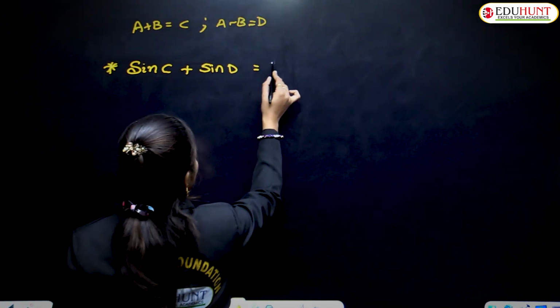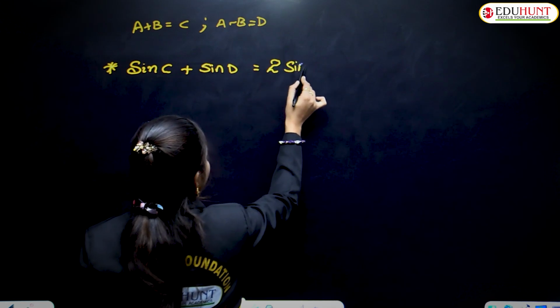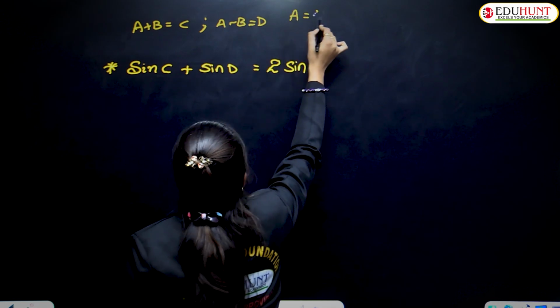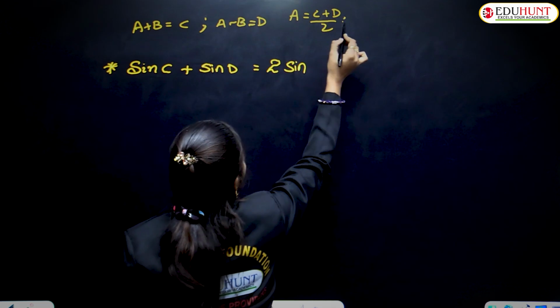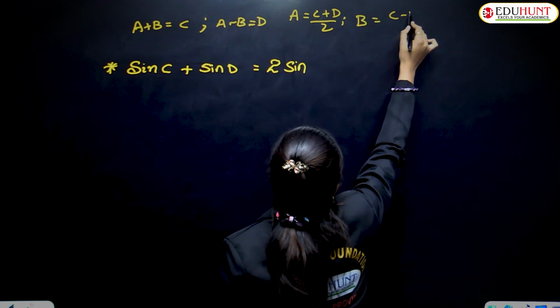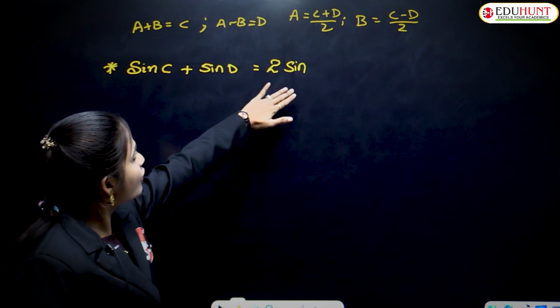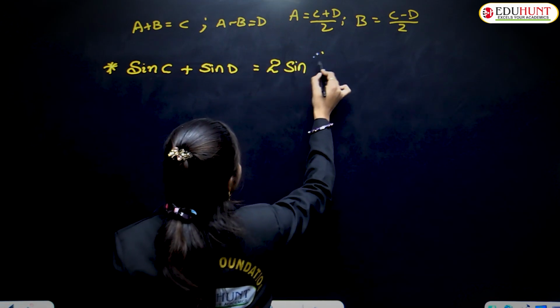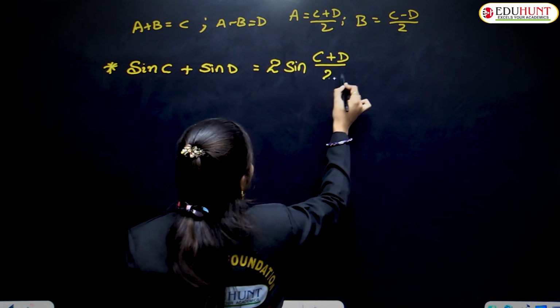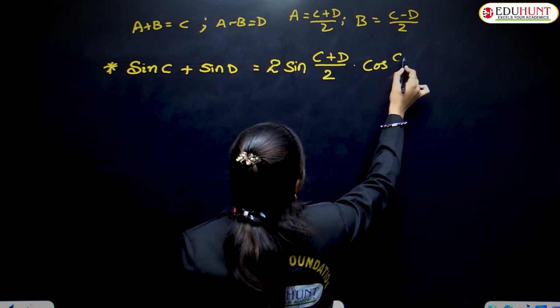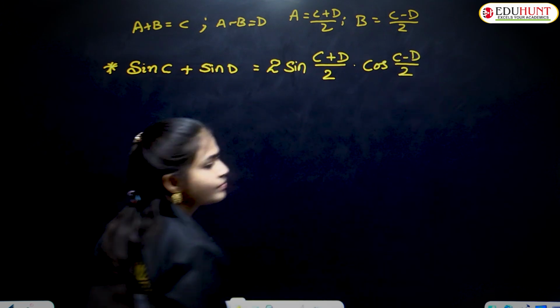So A is equal to (C plus D) by 2, and B is equal to (C minus D) by 2. That's what we have written. So in the place of A, here we have to write 2 sine (C plus D) by 2, and here cos (C minus D) by 2.